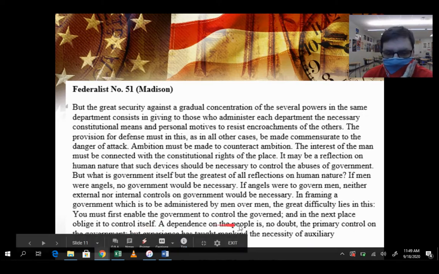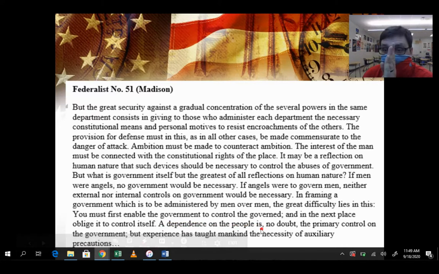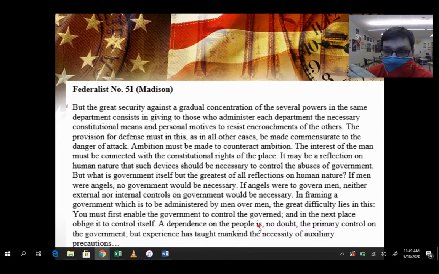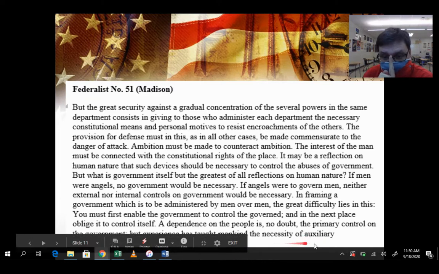Having constant elections is the primary control on government. We can kick out the bad guys, kick out the men and women that don't do a good job. But just in case that doesn't work, we have to have auxiliary precautions. We have to have a backup plan. Checks and balances are the backup plan.